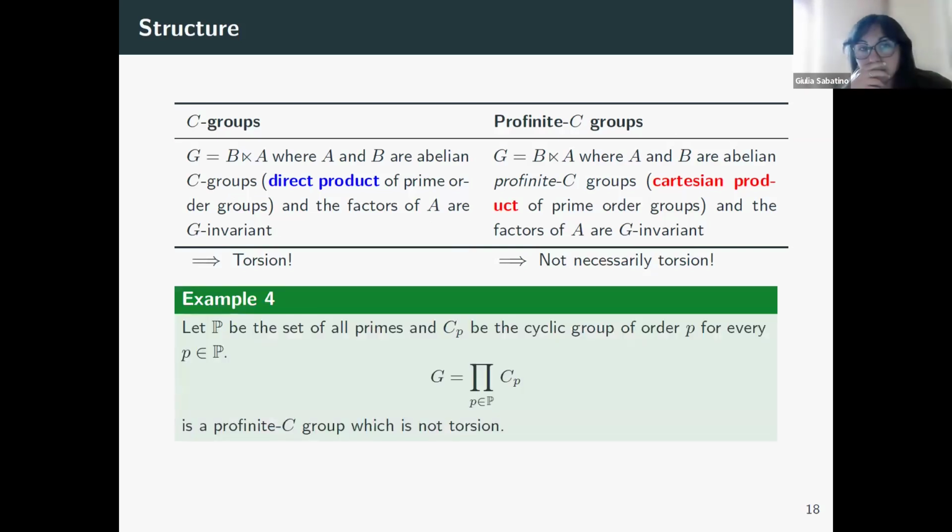Indeed, consider the group which is the Cartesian product of all the C_p, where C_p is the cyclic group of order p, with p running in the set of all positive primes. It is a profinite C group because it is a Cartesian product of prime order groups. And if we consider the tuple where in each entry we find the generator of the corresponding cyclic subgroup, this element is not periodic. So this profinite C group is not periodic.